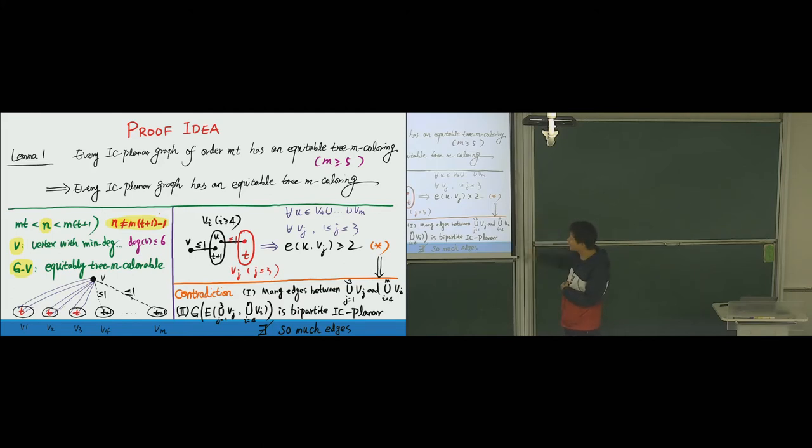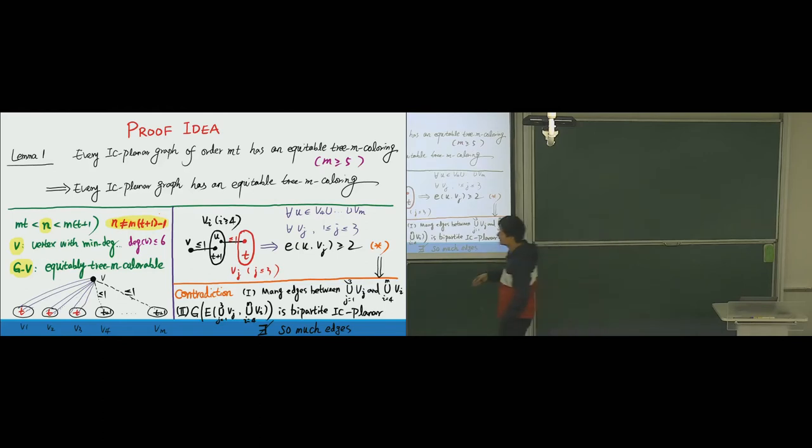So using this lemma, we just need to consider IC planar graphs with number of vertices that is divisible by M. So this is a useful lemma. Let me show how to prove this lemma. Actually, this lemma is proved by induction.